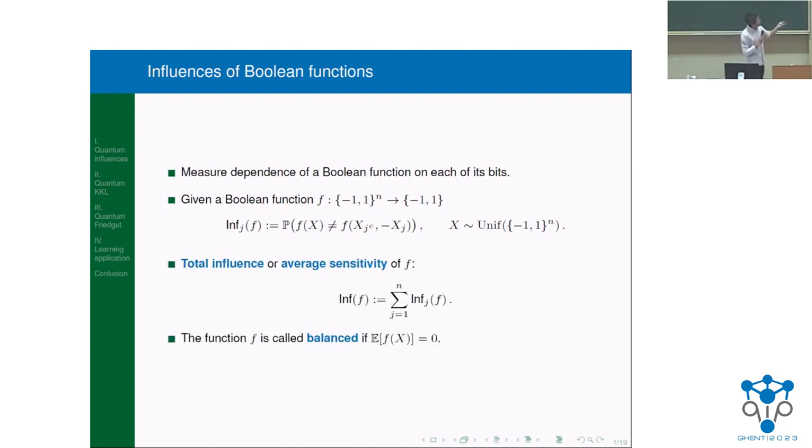Given these local influences, you can define a notion of total influence, or what people sometimes call the average sensitivity of the function, which is simply the sum over all the input bits of the influence of that bit on the function f. In this talk, I will also call the function balanced if the average of the function is equal to 0.